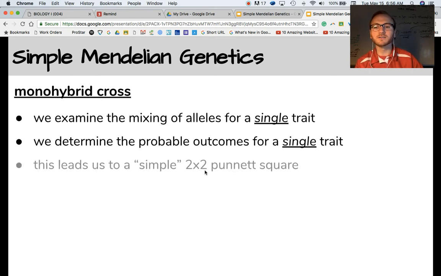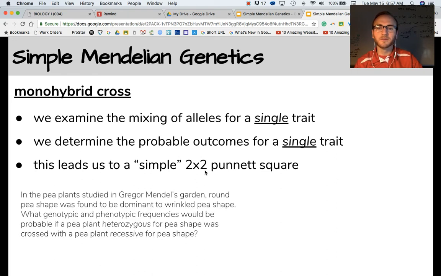So in a monohybrid cross, we would set up a simple 2x2 Punnett square. And I call this simple because this is the simplest form of cross. A Mendelian monohybrid cross is the simplest form of genetic cross we can actually examine in genetics. Okay, so here is an example question.